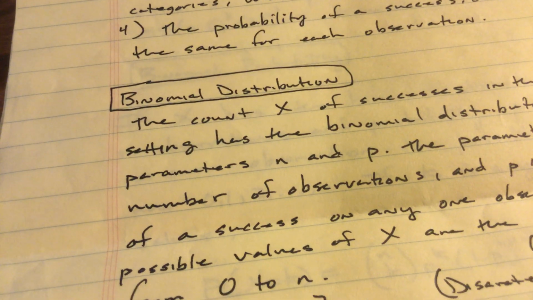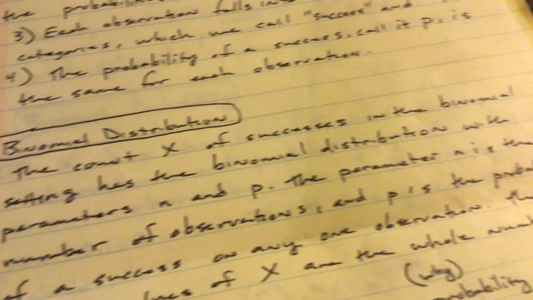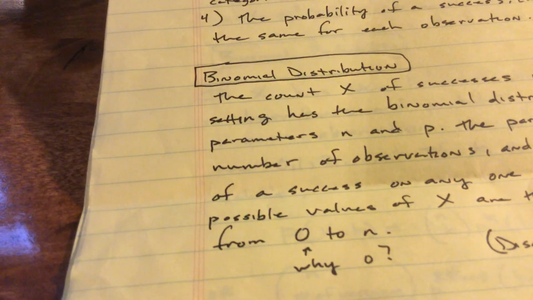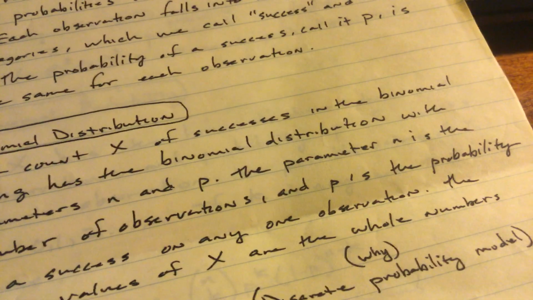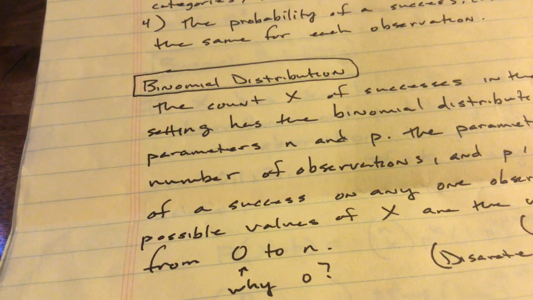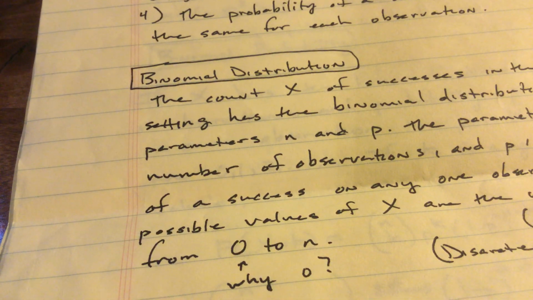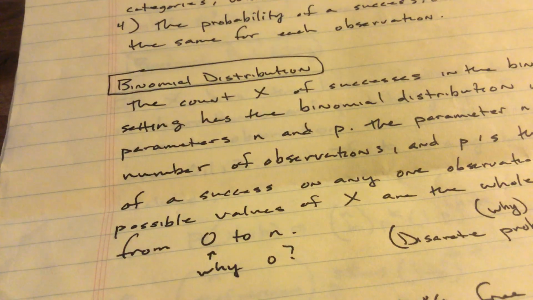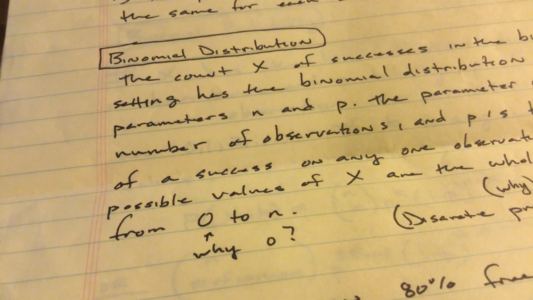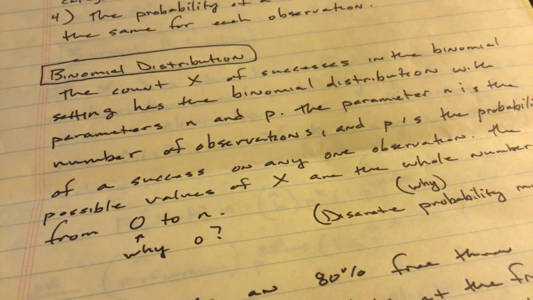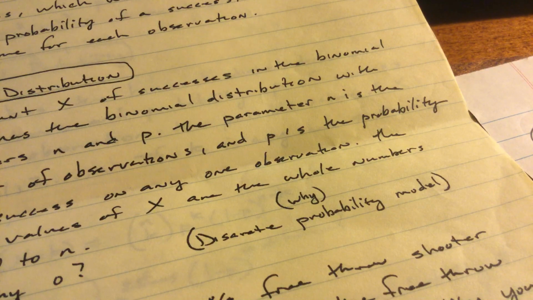Binomial distribution. The count capital X of successes in the binomial setting has the binomial distribution with parameters N and P. The parameter N is the number of observations. How many at-bats are you getting? How many free throws are you going to shoot? And P is the probability of a success on any one observation.